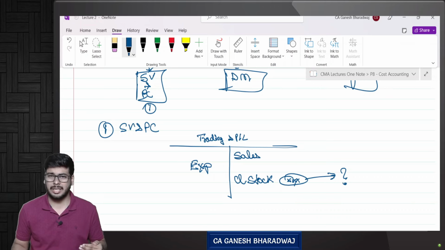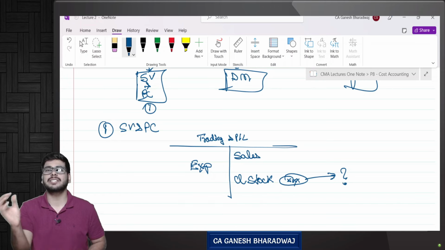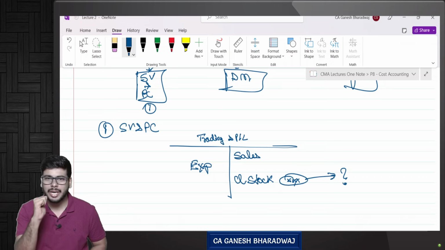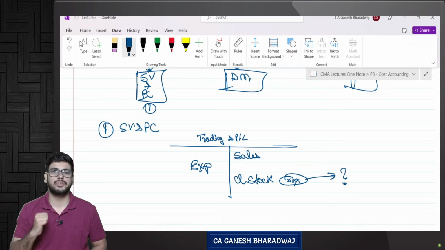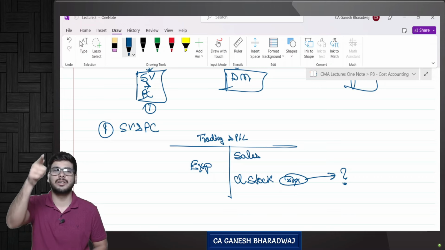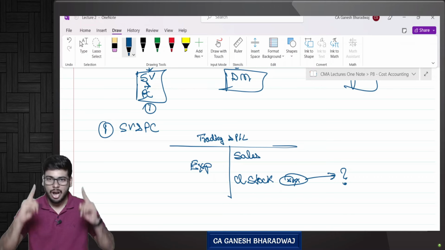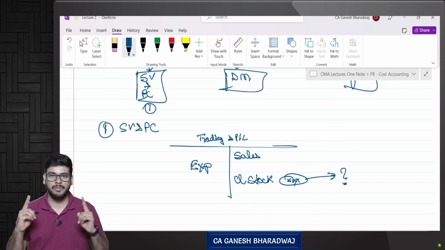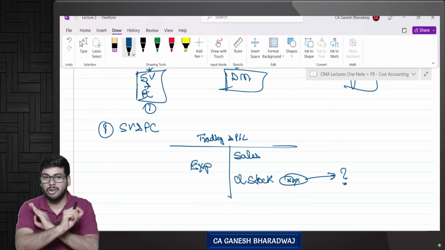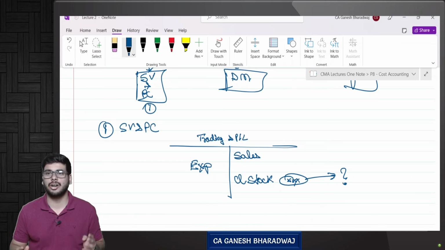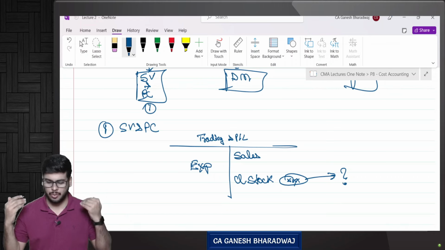Or basically, in other words, stock never gets valued in financial accounts at all. It is always given as a figure that you are taking. But who gave that figure? Who gave that figure of stock? Only cost accounting will give that figure to financial accounting. Always remember this, guys. Always remember, stock does not get valued in financial accounts. Stock will only be valued in our subject, cost accounting.